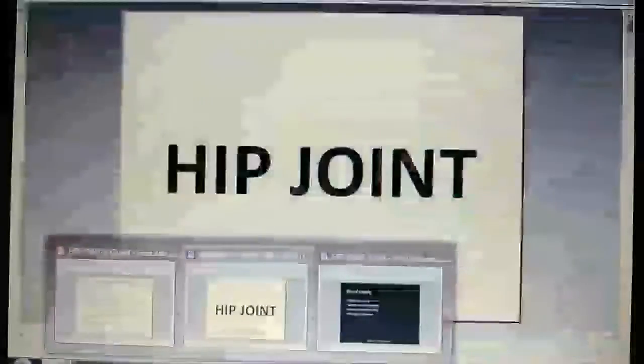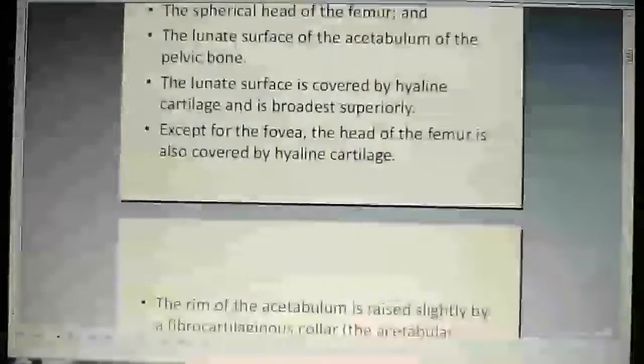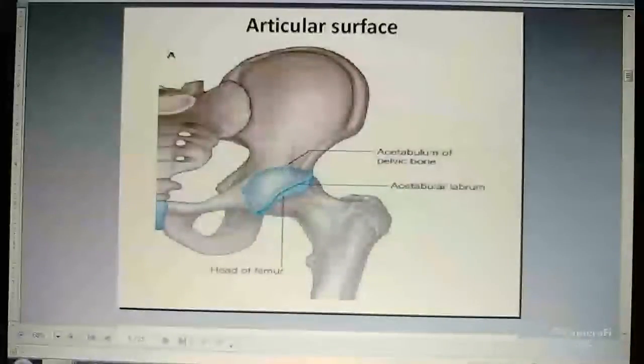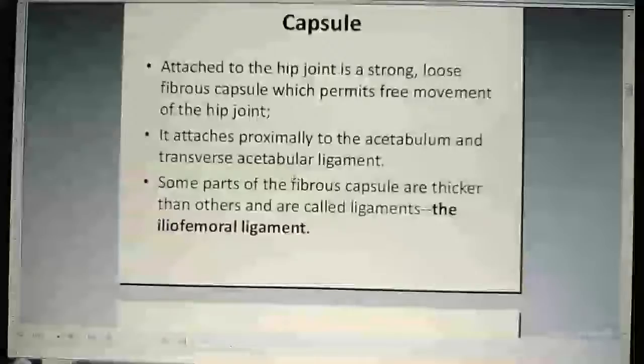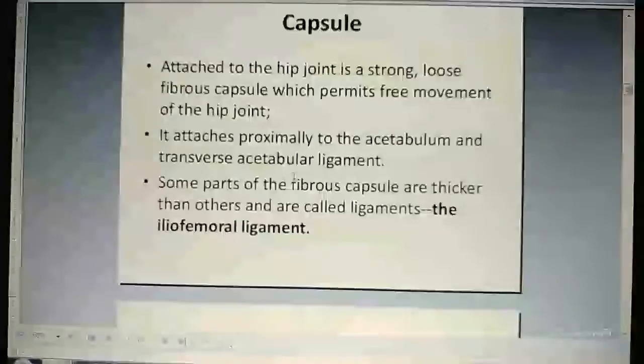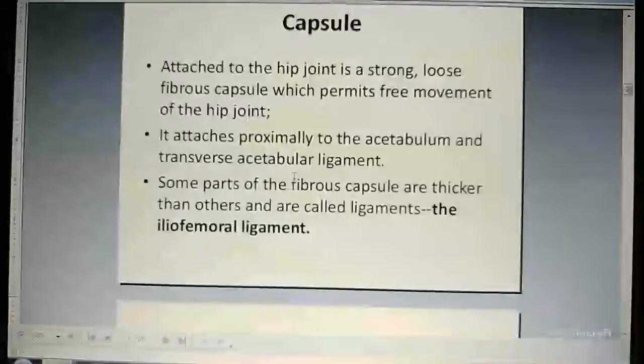Six features. Surfaces: acetabulum pelvic bone, acetabulum labrum. This one is the capsule. The attachment of the hip joint is a strong, loose fibrous capsule which permits movement of the hip joint. It attaches proximally to the transverse acetabular ligament. Parts of the fibrous capsule are thicker than others and are reinforced by the iliofemoral ligament.